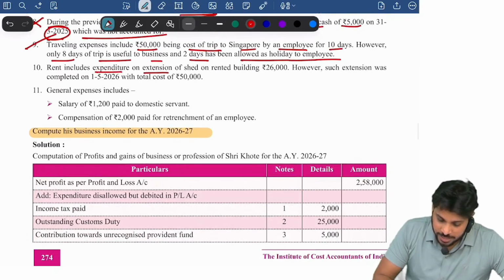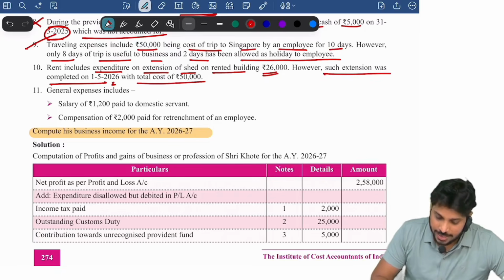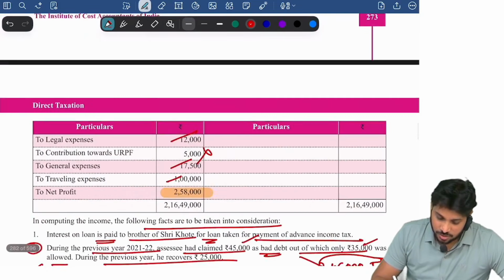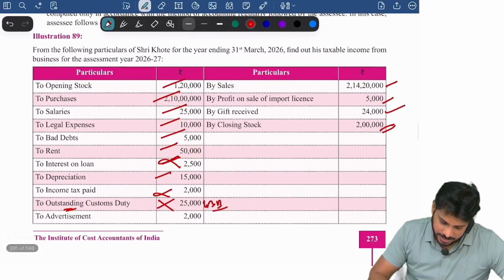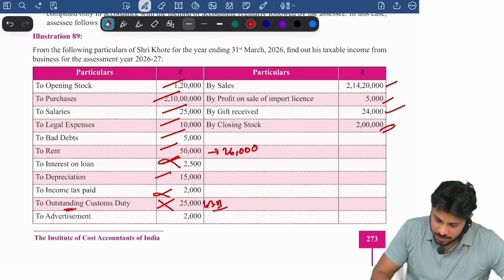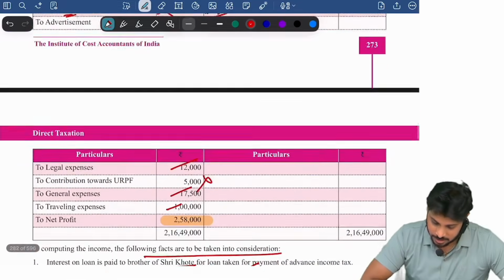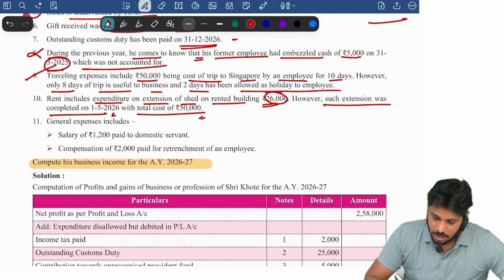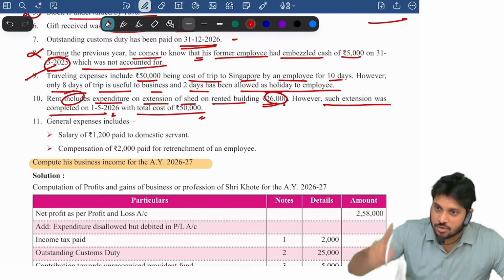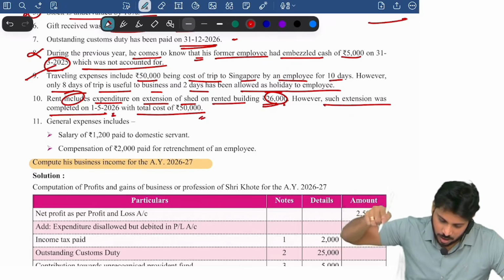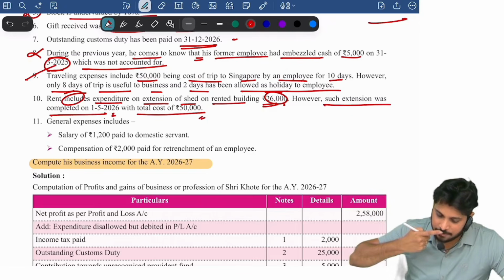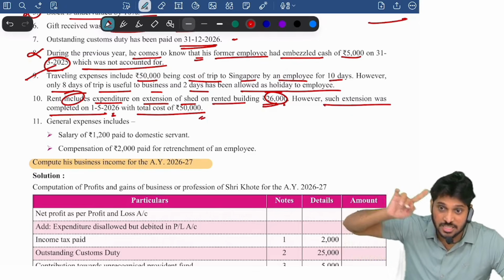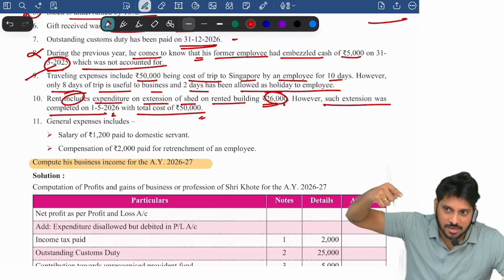Rent includes expenditure on extension of shed on rental building, 26,000. However, such extension was completed on 1st May 2026 with a total cost of 50,000. Capital expenditure. 26,000 is only capital expenditure in that. Correct? Rent includes 26,000 capital expenditure. But the total capital expenditure spent is 50,000. Yes or no? But I think rent includes only 26,000 related to extension of the shed on the rented building. Correct? Extension is capital expenditure. Capital expenditure is not allowed. The 26,000 I should add back.